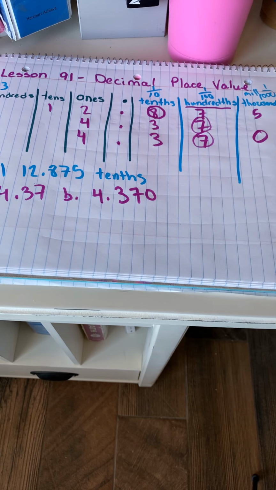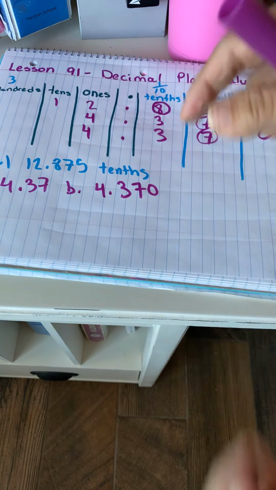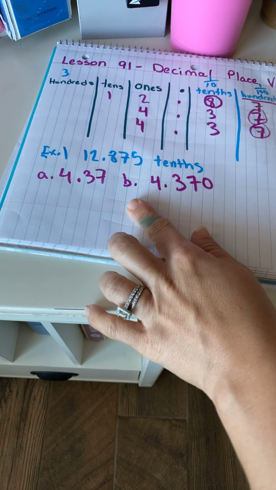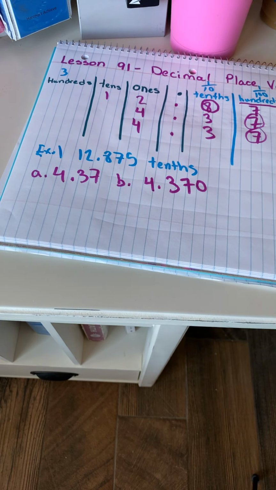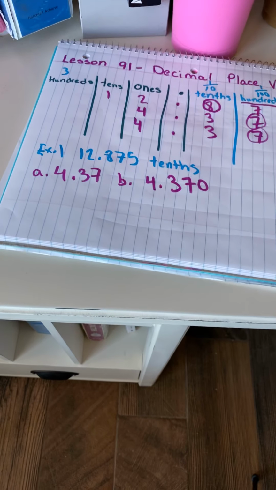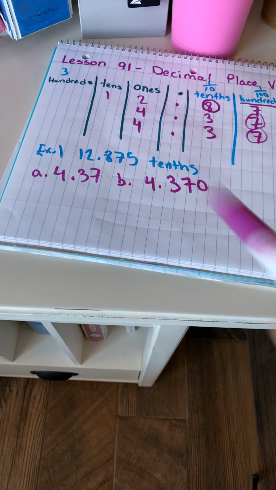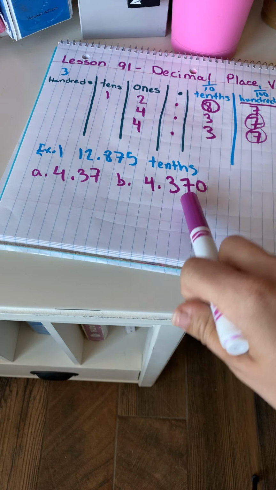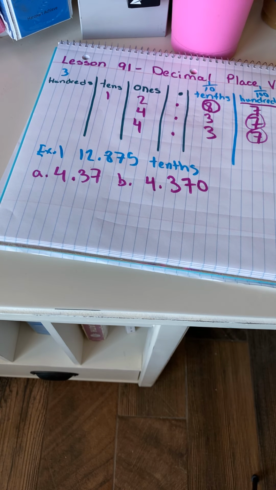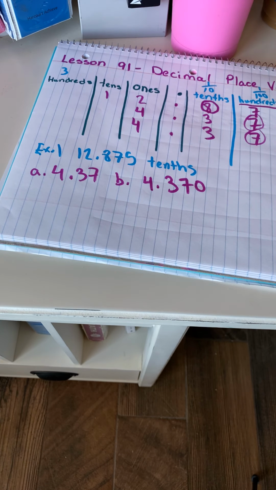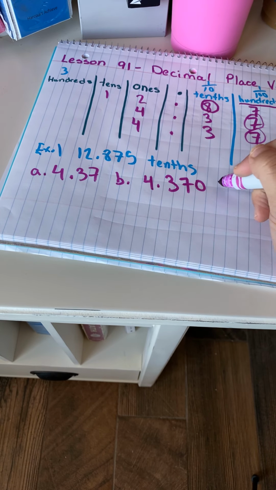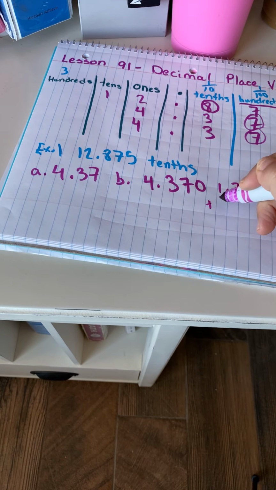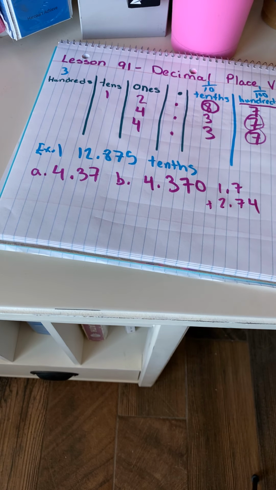Now I'm going to go over these two numbers. They look different but they are absolutely the exact same number. If you were to compare 4.37 and 4.370, it's the exact same value because the 0 holds no value. You know how sometimes when we're doing addition or subtraction with decimal points and we'll have 1.7 plus 2.74, what do?